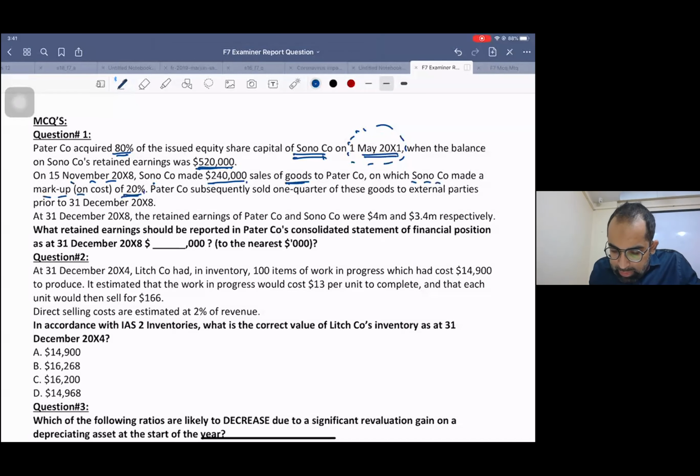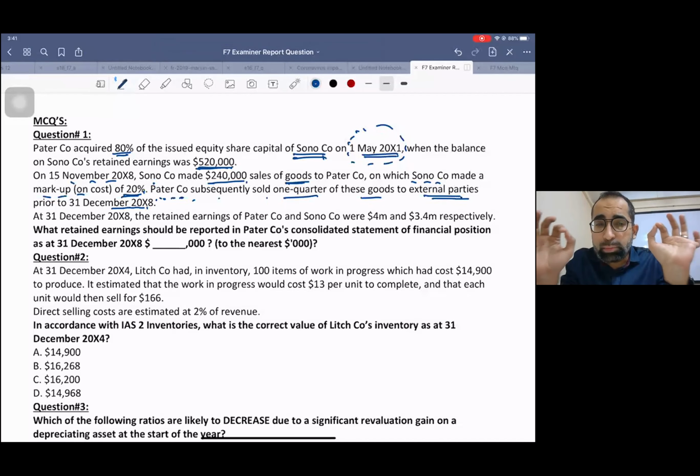Peter Company subsequently sold 1/4 of these goods to external parties prior to 31st December X8. Very, very simple. So there should be some unrealized profit. And now you can also do it yourself. While I'm reading the question, you can also plan your solution as well.